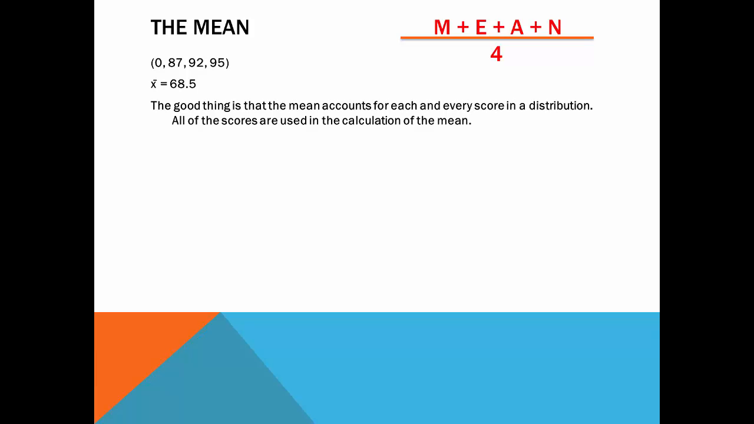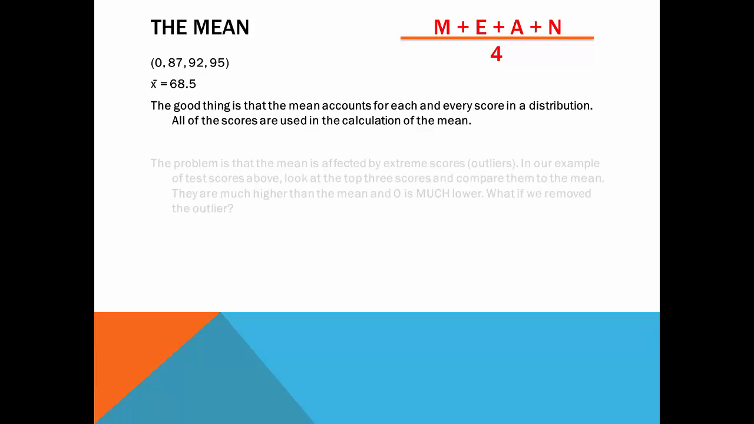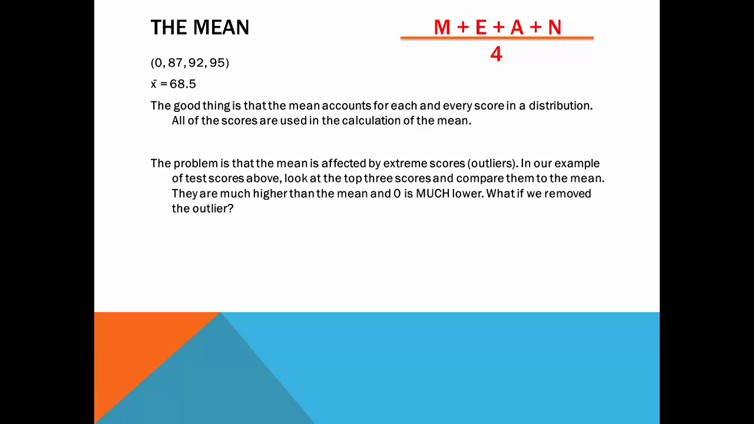Now the good thing about the mean is that it accounts for each and every score in a distribution. So all of the scores are used in the calculation. The problem is that the mean is affected by extreme scores or outliers. So in our example, let's say we use test scores. Look, there's the top 3 scores of 87, 92, 95. If we compare those with the mean, these are much higher, and 0 is actually much lower.